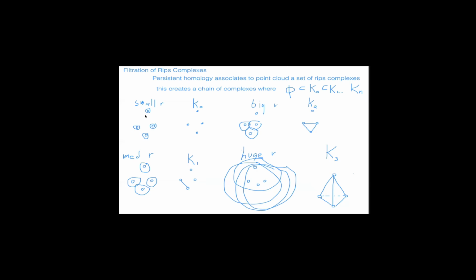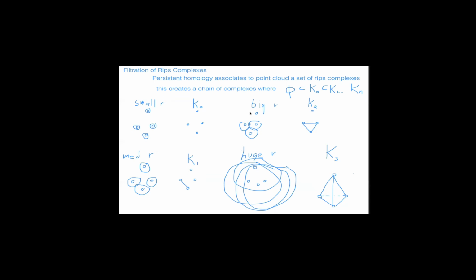So if I have this example down here where I have 4 points in my cloud, again, the first one with really small r, none of the points are within r of each other. So we'll just get this K0 with all the points alone. Increase r slightly. I see on the bottom left here, these 2 points are within r of each other, but the rest are not. So I'll create one line in my K1.